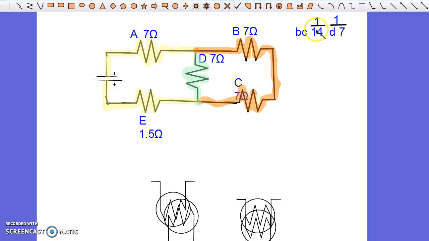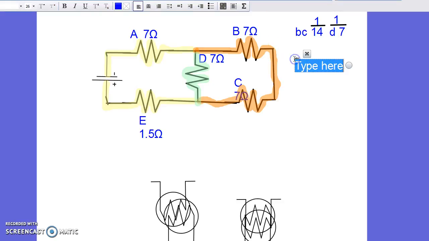So if you take a second and set that up, it's going to be 1 over 14 for BC and 1 over 7 for D. And you add that up, you got to use fractions, so you end up getting 2 14ths, and add that in, you get 3 14ths, and then you have to take the reciprocal. What you end up with is that BCD together is going to equal 14 over 3, because 2 14ths plus 1 14th gives you 3 14ths, and you take the reciprocal, and you get 14 thirds.